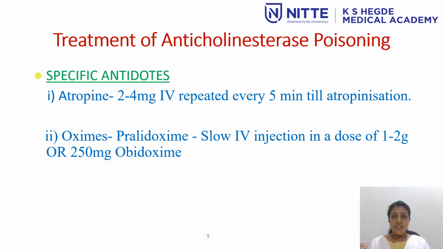Coming to the treatment of anticholinesterase poisoning, the specific antidotes are atropine and oximes. The mainstay of treatment is atropine. Atropine is an anti-muscarinic drug. It can be given in a dosage of 2 to 4 milligrams IV bolus, repeated every 5 minutes till atropinization. Oximes can also be given, even though there is debate about the effectiveness of oximes in organophosphorus poisoning. Pralidoxime can be given as a slow IV injection in a dose of 1 to 2 grams, or 250 milligrams of obidoxime can be given.